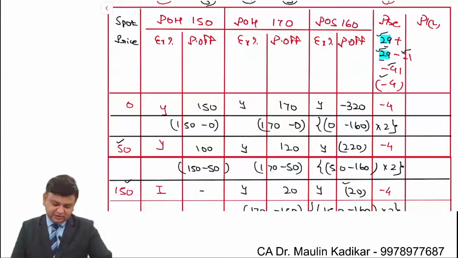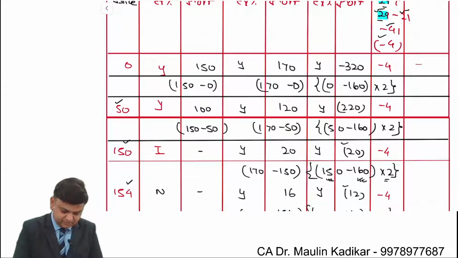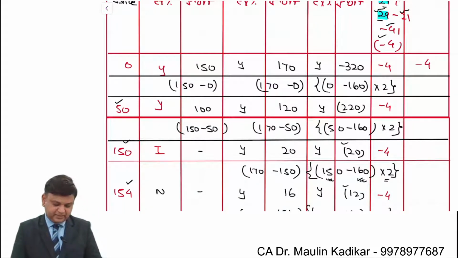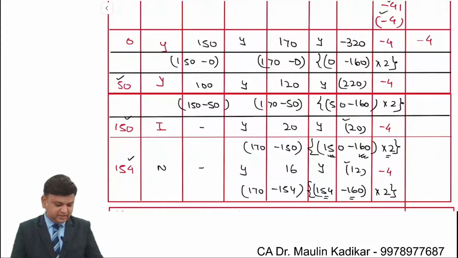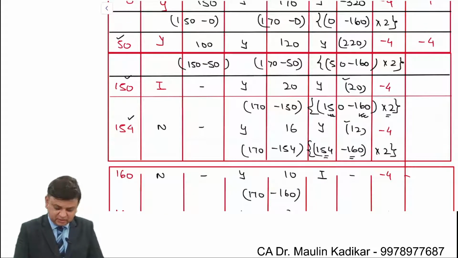Next is the final profit or loss calculation. Let us understand how to do it. In the first case, you receive a payoff of 150 plus 170, so it is 320 that you receive, minus 320. So it is 0, so overall it is negative 4. Next, 100 plus 120, so it is 220 minus 220, so it is again negative 4. 20 minus 20, so it is again negative 4.